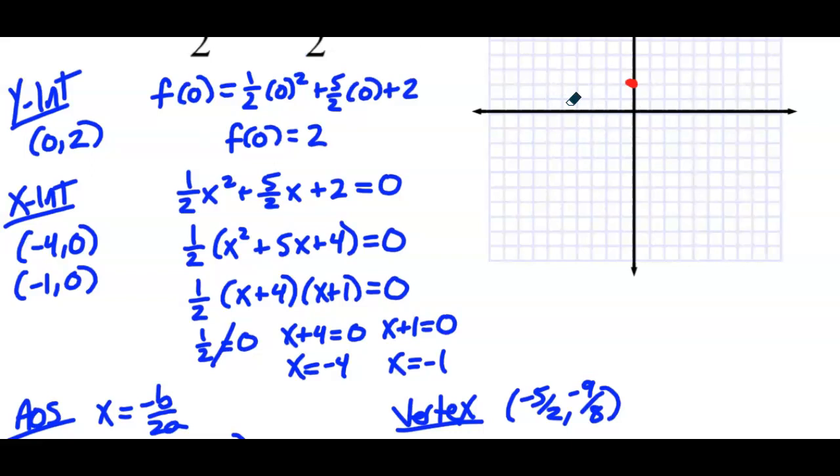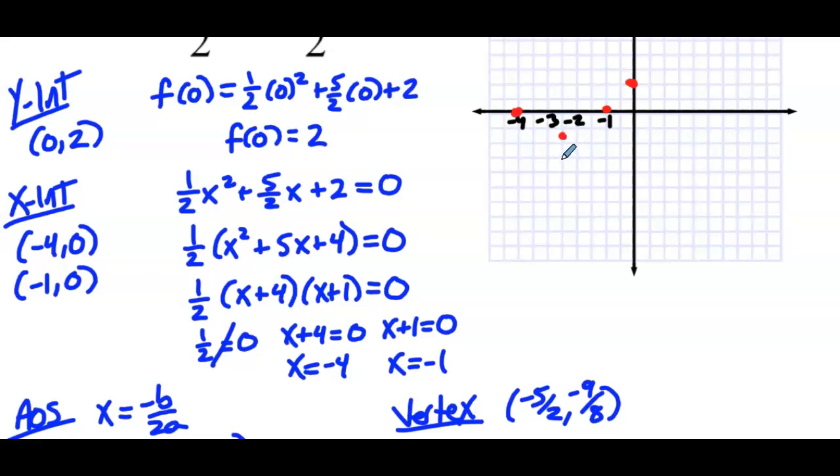So actually, let's scale the x-axis. I didn't last time, so let's do that this time. So we'd have negative 1, negative 2, 2, 4, negative 3, negative 4. Okay, so we have negative 4, 0, negative 1, 0. So the negative 5 over 2, that's negative 2.5. And then we go negative 9 over 8, so that's a little bit lower than negative 1.